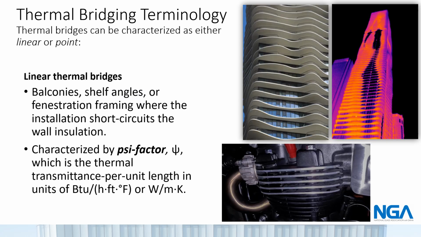Examples of linear thermal bridges include balconies, shelf angles, or fenestration framing where the installation bypasses the wall insulation. Thermal bridging on the building at balconies, bypassing insulation, acts just like radiator fins on a motorcycle engine. Linear thermal bridges are characterized by psi factor, which is the thermal transmittance per unit length, in units of BTU per hour per foot per degree Fahrenheit, or watts per meter Kelvin.